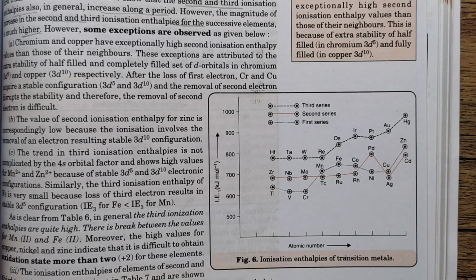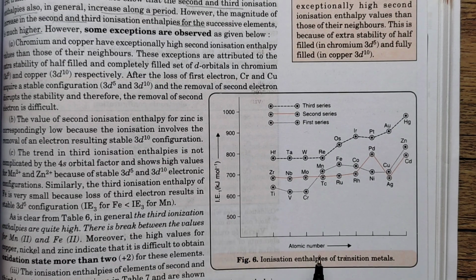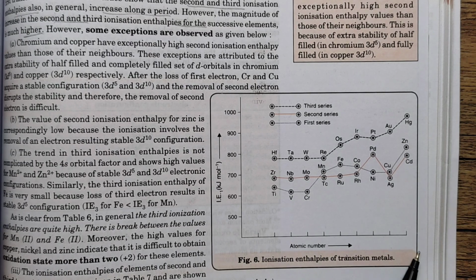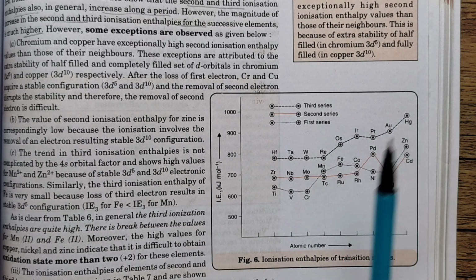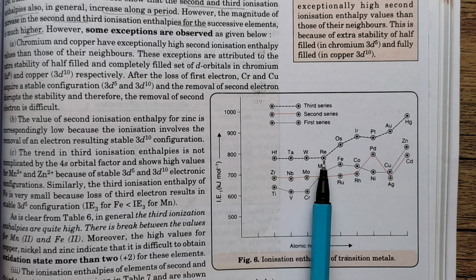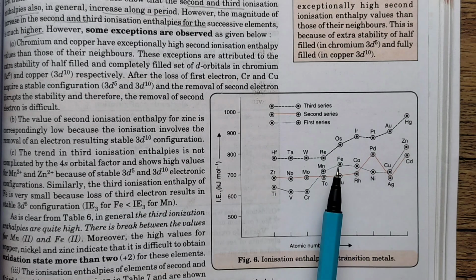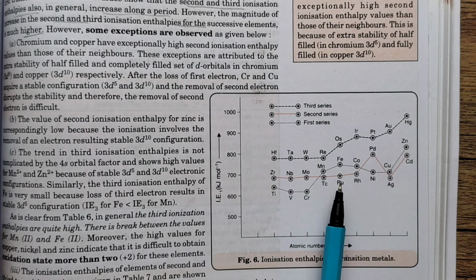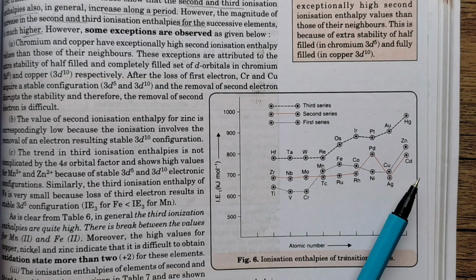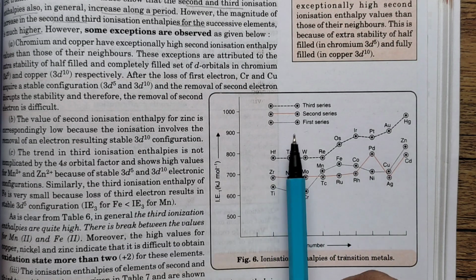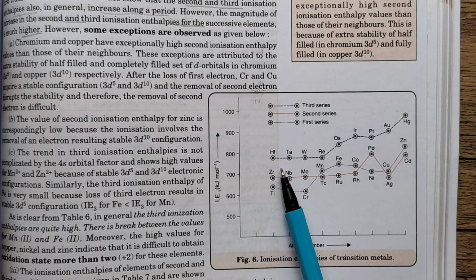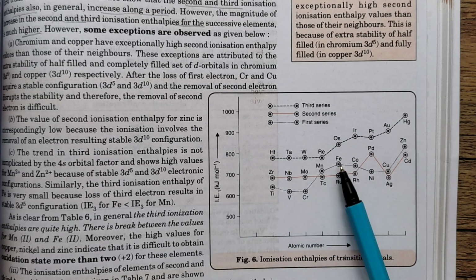Just see this graph. It's between ionization enthalpy and the atomic number. What you find is, with the increase in the atomic number, the general trend is that ionization enthalpy is increasing, in all the series: first, second, third series. You can observe in this, there are some exceptional cases, right? So, in 3D, there are many exceptions. And you find that the third series has the maximum ionization enthalpy. So, that is the greatest.